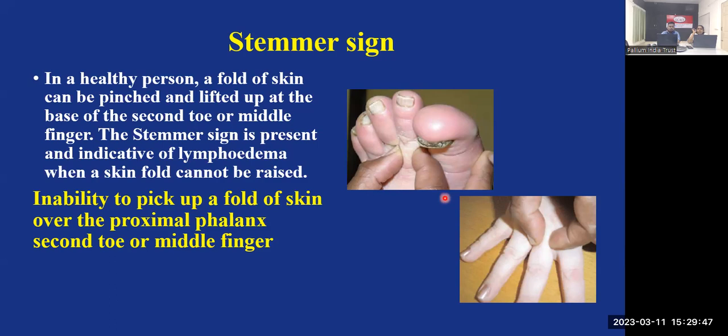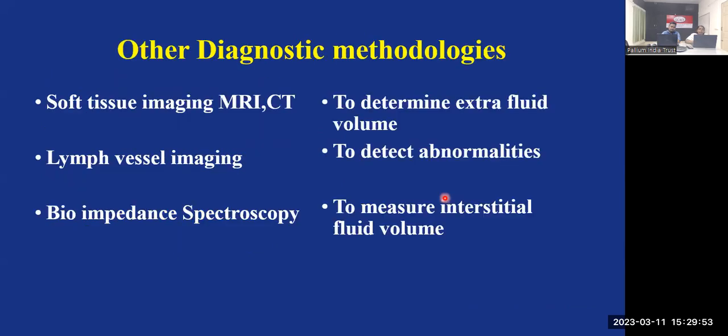So this is one of the signs which we have seen in lymphedema patients, the tremor sign. Coming to the other diagnostic methodologies, in palliative care we always take a proper history, and then we do the clinical examination. Then we will come to the diagnosis. Here there are other diagnostic methodologies.